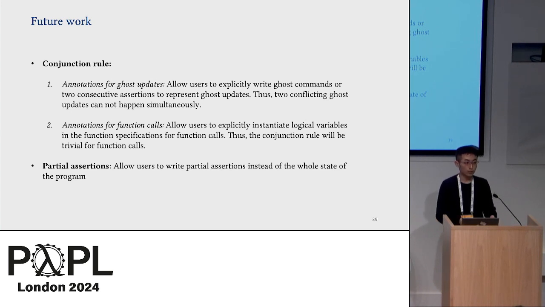And also we can have annotations for function calls. Basically, users can explicitly instantiate logical variables. That's the conjunction rule will be trivial for the function calls. And another improvement can be partial assertions, which users can write partial state about programming instead of full state program, and we can apply the frame rule for them.